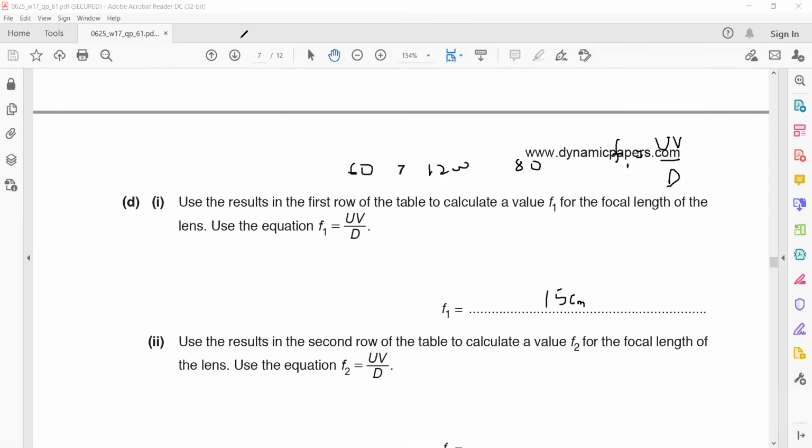Focal length is a length, so the unit should be the same as length. All the measurements were in centimeter, that's why this is also in centimeter.